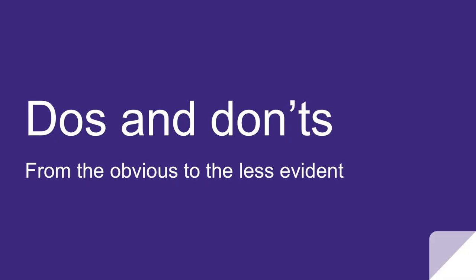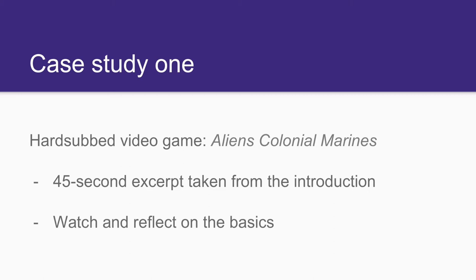Let's concentrate now on the do's and don'ts of subtitling, where a total of 4 audiovisual excerpts will attempt to clarify the situation and contribute to the avoidance of potential pitfalls. Our first case study, in which the particular practices we discourage will soon become clear, is entitled Aliens: Colonial Marines, a video game with forced subtitles, that is to say, subtitles which are part of the visual track and not simply an addition that we may remove at will. Let us watch and reflect on the basics of subtitling with a short fragment from the introduction.